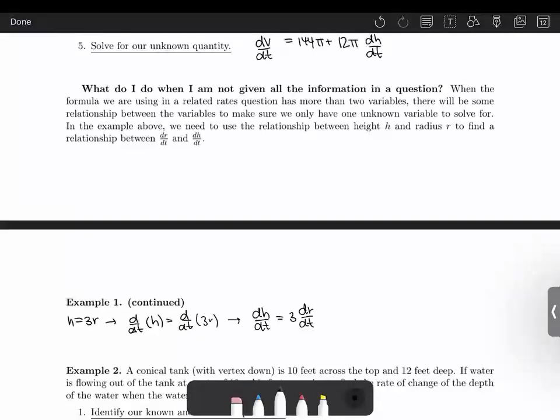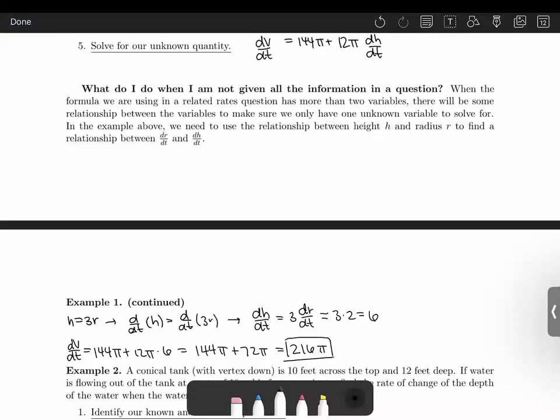So what this tells us, if the height was 3 times the radius, the rate of change of height is 3 times the rate of change of the radius. So again, we know that dr/dt is 2, so we can go ahead and plug this in to be 6. And now we can finally say that dV/dt equals 144 pi plus 12 pi times dH/dt, which was 6. So this is going to be 144 pi plus 72 pi, which is 216 pi.